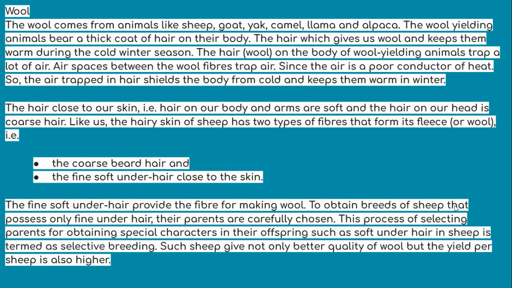To obtain breeds of sheep that possess only fine under hair, their parents are carefully chosen. This process of selecting parents for obtaining special characters in their offspring, such as soft under hair in sheep, is termed as selective breeding. Such sheep give not only better quality of wool, but the yield per sheep is also higher.